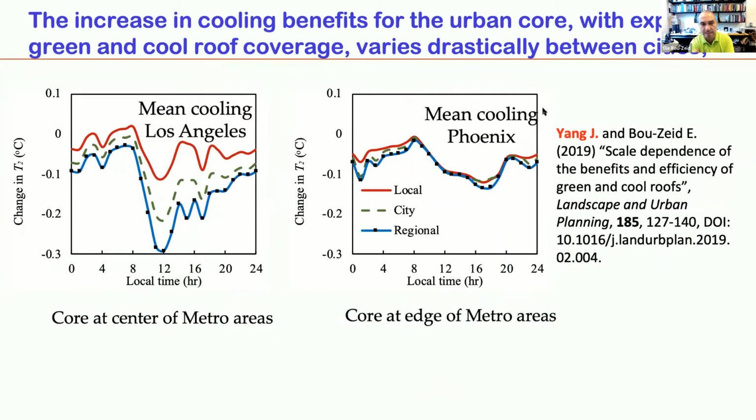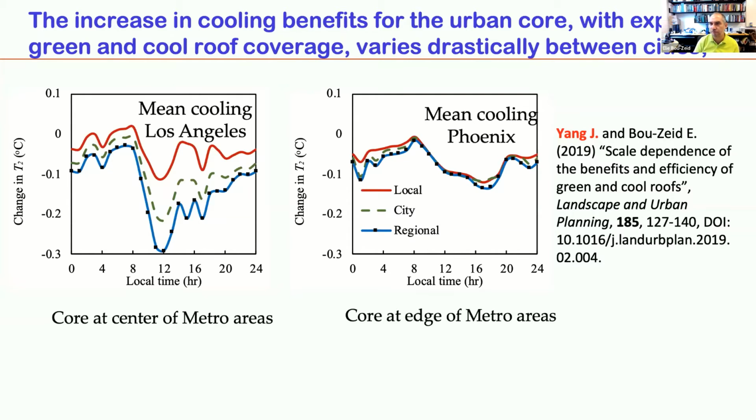Now, the answer was different when we looked at Phoenix. In Los Angeles, you see that also when you increase the intervention scale from the urban core to the whole region, you get more cooling. In Phoenix, you got cooling, but it hardly mattered when you increased the intervention scale. And the reason, it turns out, is that the Phoenix core area that we were targeting for cooling is at the edge of the metro area. So it's upwind of the rest of the city.